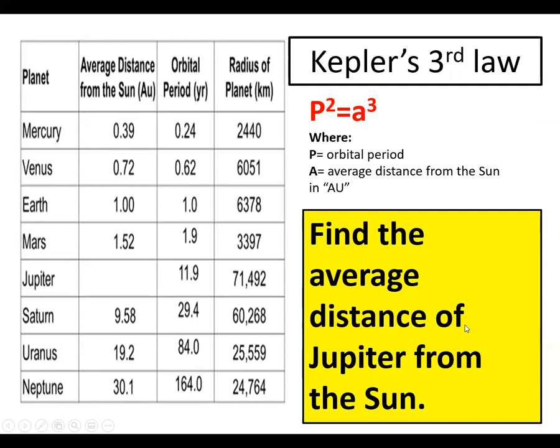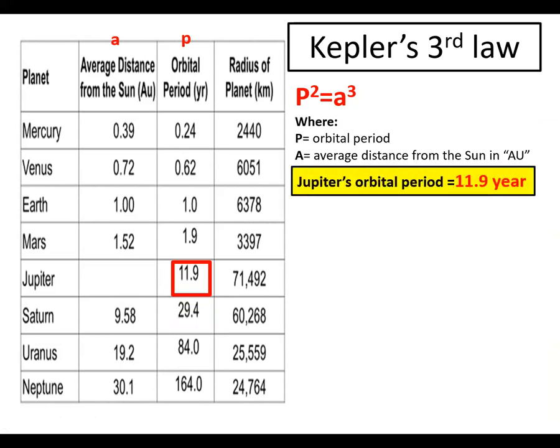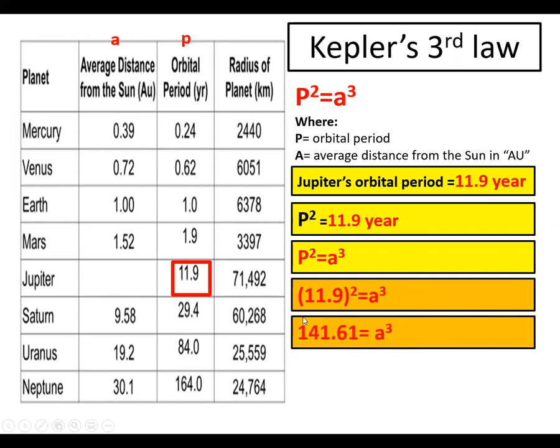So find the average distance of Jupiter from the sun using the equation p squared equals a cubed, where p is the orbital period, right there, and a is the average distance from the sun, right there. Let's begin. So the orbital period is 11.9 years. Using the equation p squared is equal to a cubed, 11.9 years squared is equal to a cubed. That would be 11.9 times 11.9, which is 141.61, equal to a cubed.